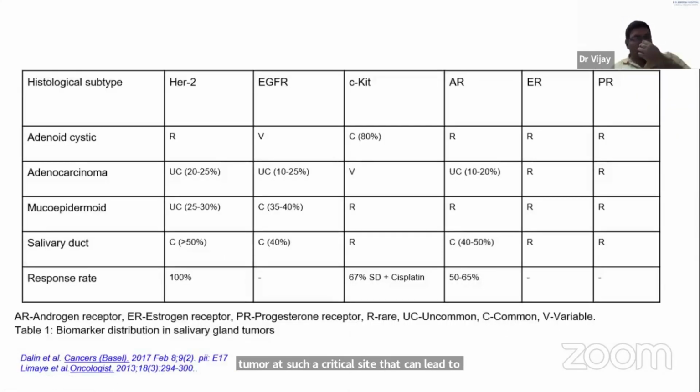So next question: how many of you, when a palliative salivary gland case comes to you, do a comprehensive NGS or look for genetic markers?